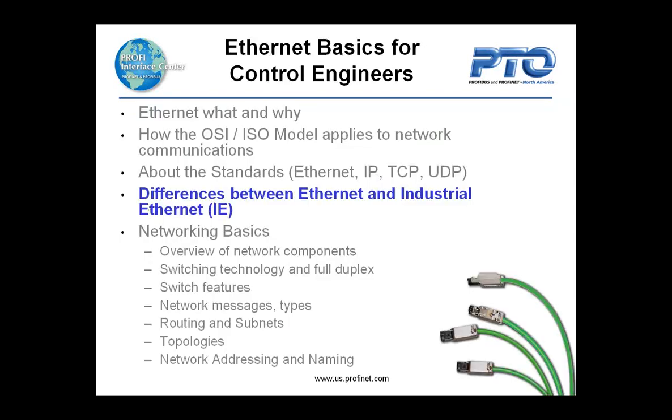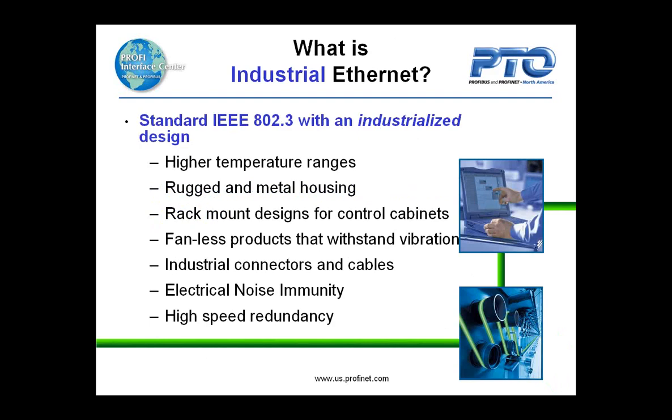Okay, let's talk about the differences between Ethernet and industrial Ethernet real quick. What is industrial Ethernet? What does it mean when someone says, I've got industrial Ethernet? It basically means that it's standard IEEE 802.3. We don't change anything with the 802.3. It's only that we've given the device or the product a more industrialized design, because we know in the factory there are a lot of different environmental concerns, and maybe even functional concerns we're going to talk about.